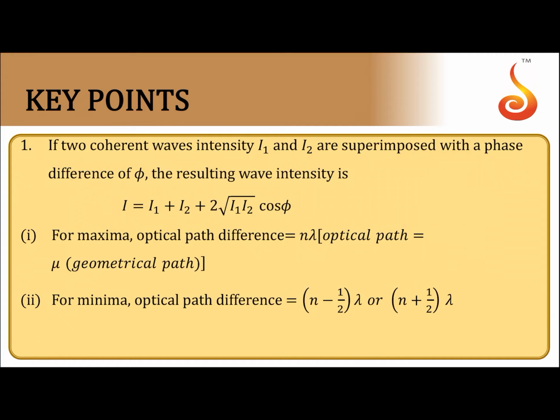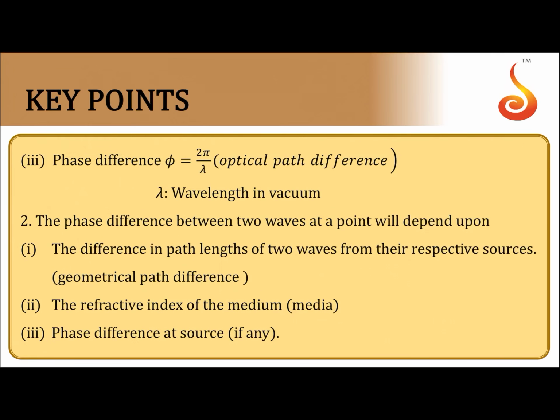Now come to wave optics. If two coherent waves of intensity I1 and I2 superimpose, the resultant intensity is given by this. Phi is the phase difference between the two interfering waves. The condition for maxima is that the optical path difference should be equal to n lambda, and for minima it should be given by this. Phase difference is always related to path difference according to this formula: phi is equal to 2 pi by lambda into delta x, that is the path difference.